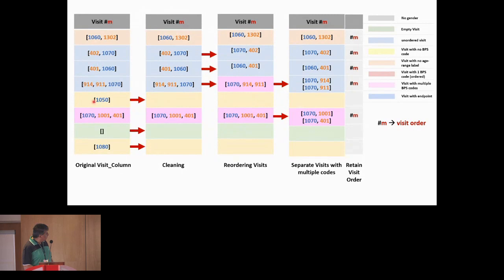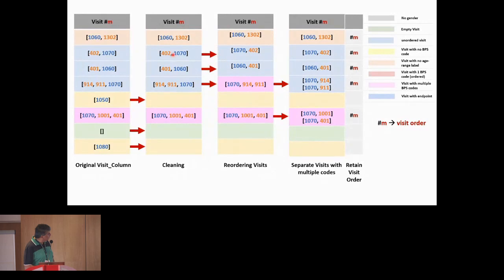For example, this one, 105, actually was removed because there is no patient pathology code. This one was removed because it's empty. Also, this one was a cleaning. And then we have another condition, reordering visits.